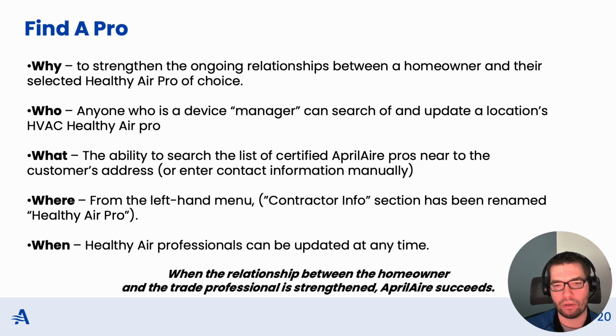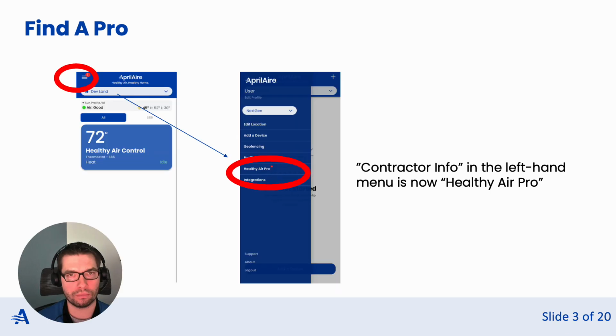So from the left-hand side menu, contractor info has been renamed to HealthyAire Pro. You'll see that in the next slide. And this can happen anytime; the contractor or the customer can update the information anytime they would like to. So here's a visual about how to get to Find a Pro. We have the menu icon on the top. They tap that, the side menu appears. We have HealthyAire Pro. This was renamed from contractor info. We hope that this is a better name. It follows what the website has, so we're branded with the website.